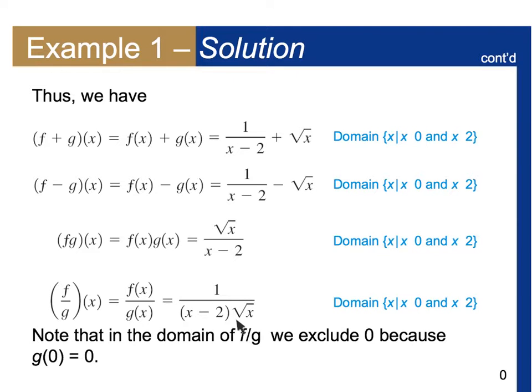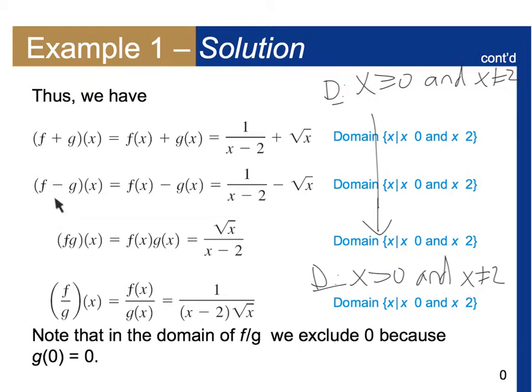Okay, so in this case we can say x is greater than or equal to 0 and x is not equal to 2. Let me rewrite those domains here. For the first three, f plus g, f minus g, and f times g, the domain would be x is greater than or equal to 0 and x is not equal to 2, because we can't have 0 in a denominator and we have to have a positive or 0 square root.